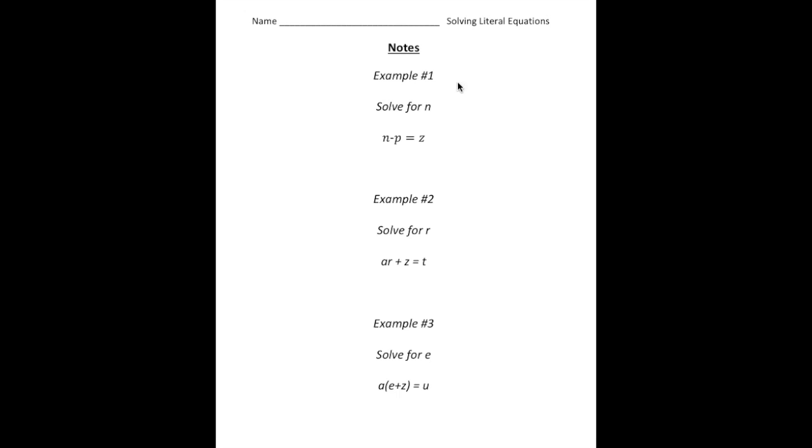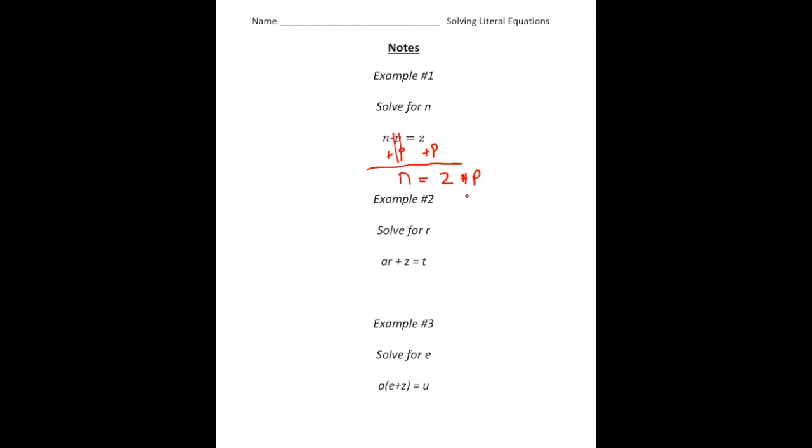The first equation, they want us to solve for n. Now notice this equation doesn't have any numbers, but you're going to solve it like you would normally. If I want to get this n by itself, I need to get rid of this minus p. The opposite of subtracting p is adding p, so I'm going to add p to both sides. When I do that, these p's cancel out, so n is going to equal z plus p. There it is. That's a plus sign.